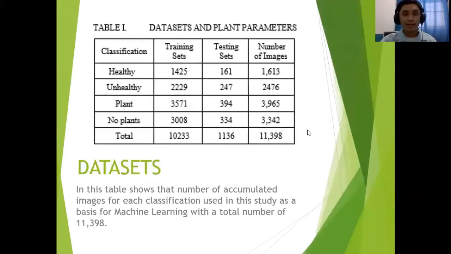Next is the data sets. Here, table 1 shows the plant parameters. On the first column, you can see the classification. Underneath the classification are healthy plants, unhealthy plants, and no plants. And the next column is the training sets. The total of training sets that we collected is 10,233. And for the testing sets, it is 1,136. And the number of images that we gathered is 11,398.